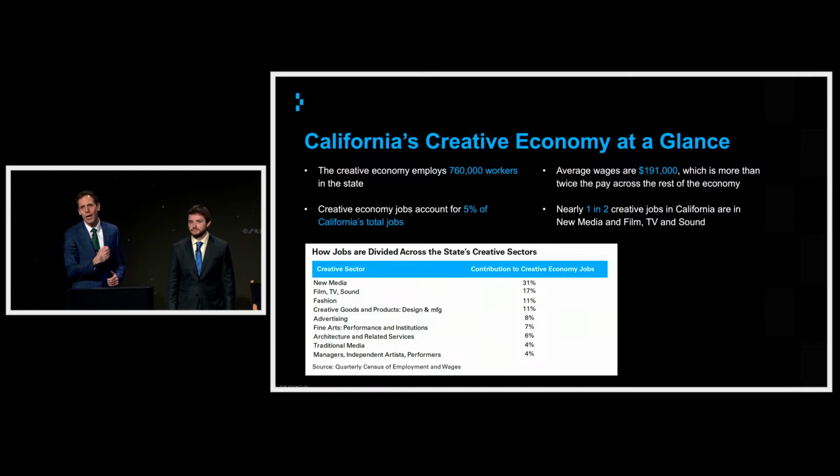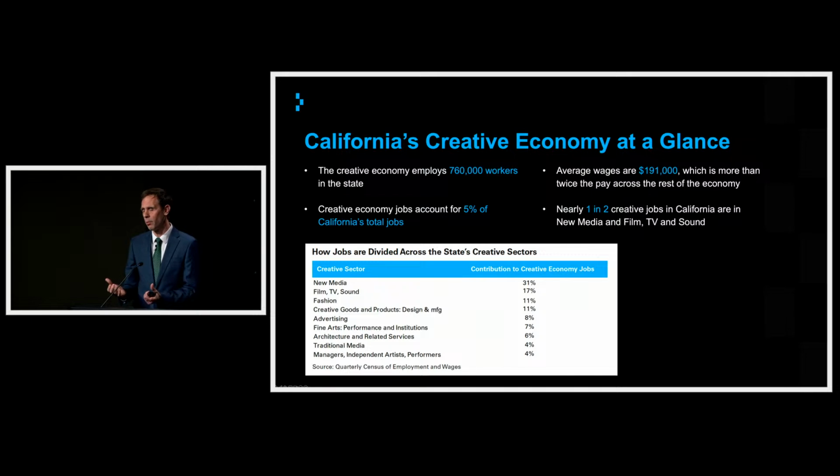Now, the table that you're looking at here shows you the 9 sectors that comprise the creative economy, and I think most of these categories are pretty self-explanatory. I just would flag a couple of them. You can see that the new media industry is the industry which employs the highest number of creative economy workers within the state. New media includes social media, internet, and software companies. And another industry that I should probably explain to you is the managers, independent artists, and performers, which is a sector of the economy which includes the creative economy.